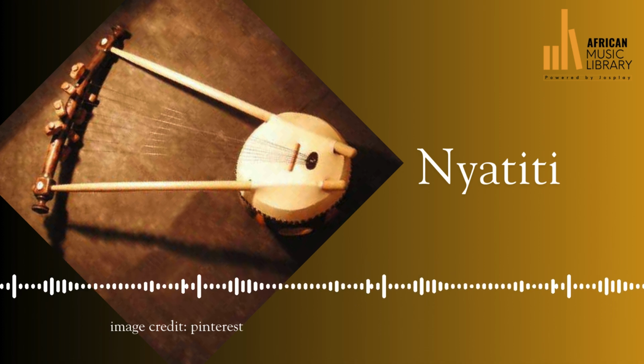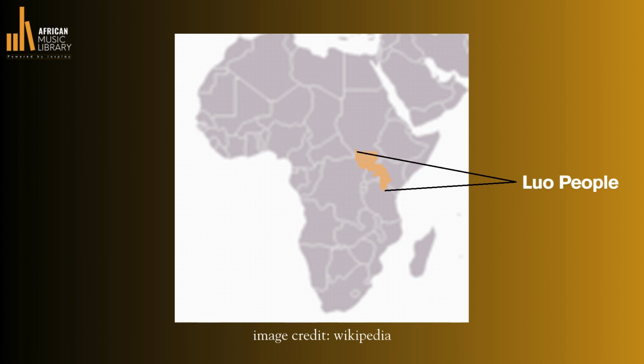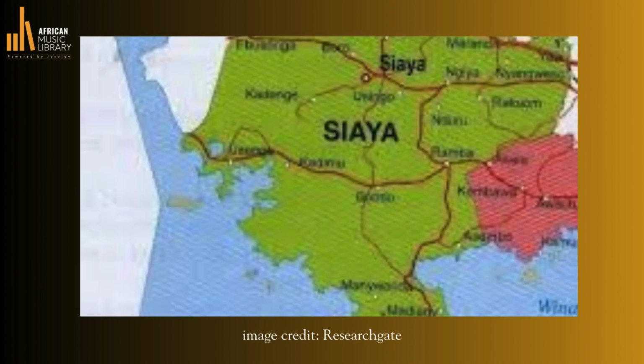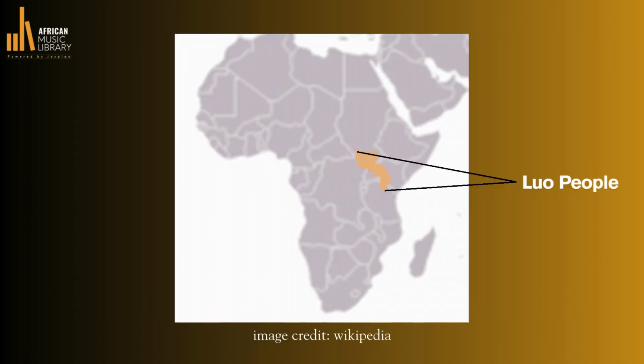But originally, the Nyatiti originated from the Western region in Kenya. That's a country in East Africa. Among the Luo people in that region is where the Nyatiti originated from. And then if you go further down, if you want to look at the ethnicity and all that, you now see that there's another region in Western Kenya called the Siaya region, in the south of Kisumu. So the people found in this place, the Luo people, are the people that the Nyatiti originated from.